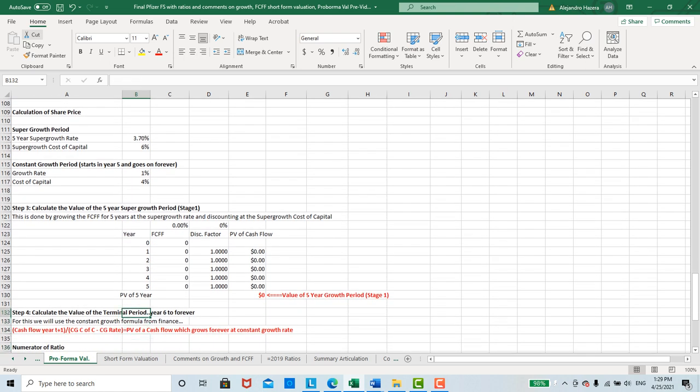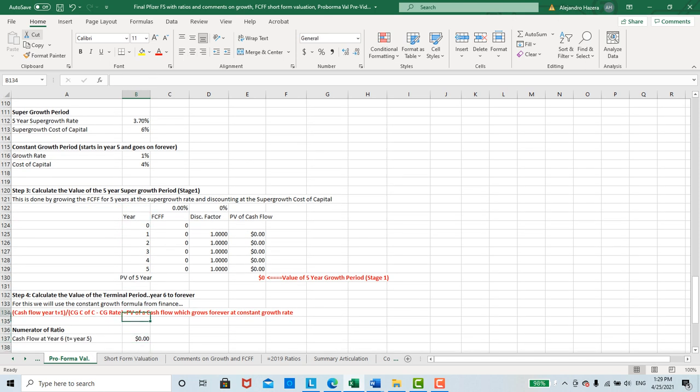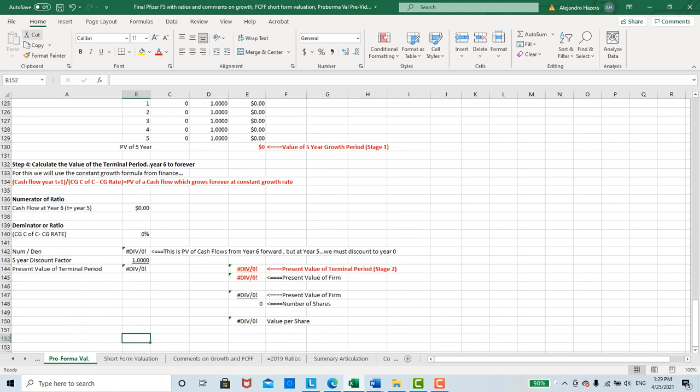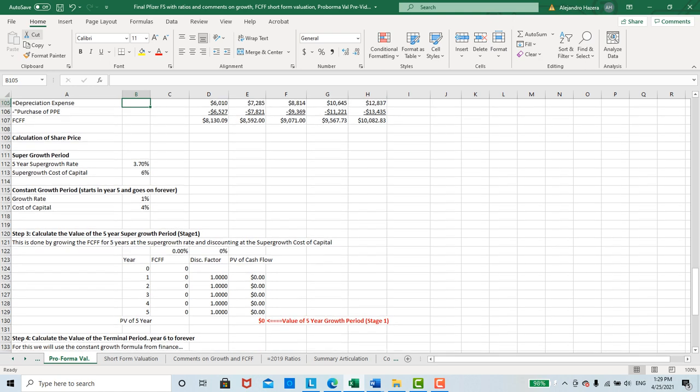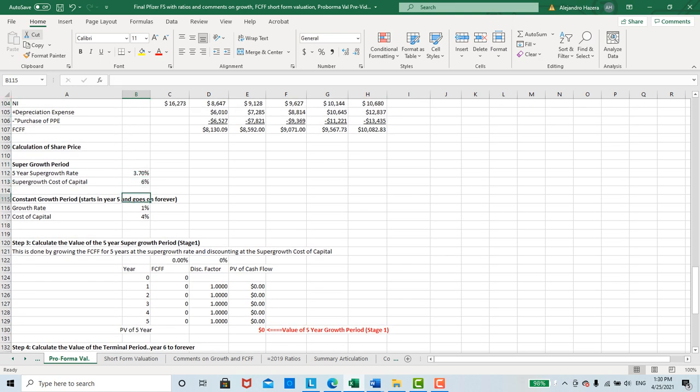Okay, now we're ready to do our final valuation. We've got two stages: the super growth stage right here, and the terminal value period. This is going to be quite easy because all we're going to do is copy more or less what we did in the short form calculation. But we're going to use the numbers coming from right there. We're not going to use its growth rate. We're going to use numbers that are growing more or less.